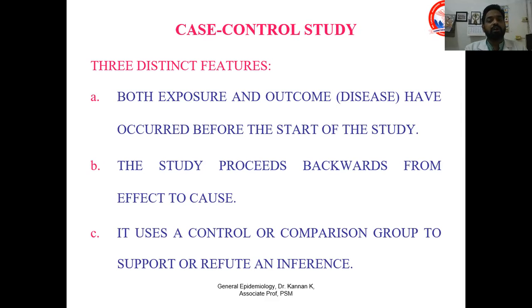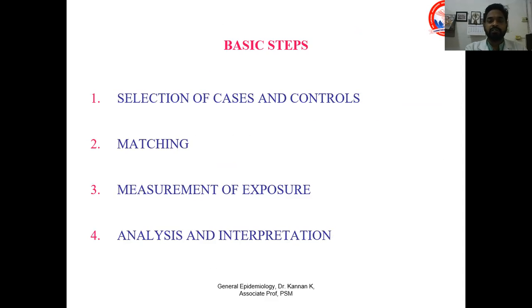It uses a control or comparison group to support or refute an inference. So we have cases and we have controls as the comparison group. Then we compare them, matching, and analyze what the relationship is. That's why we use a control here. There are four basic steps for conducting a case control study. First, selection of cases and controls. Second, matching. Third, measurement of exposure. And fourth, analysis and interpretation.